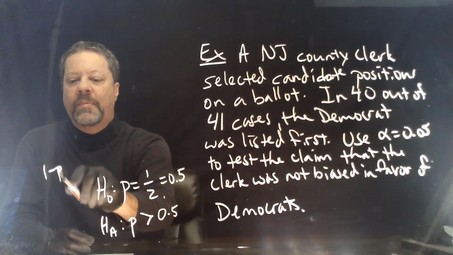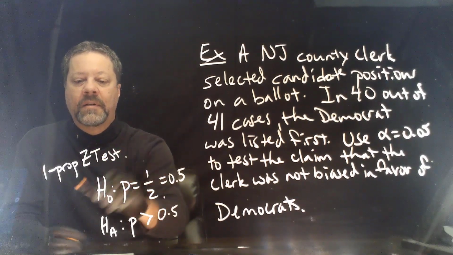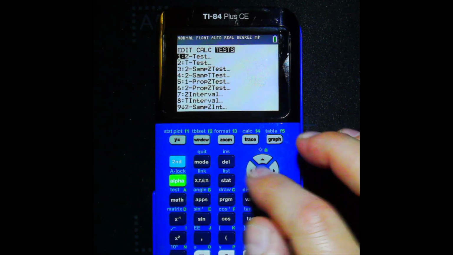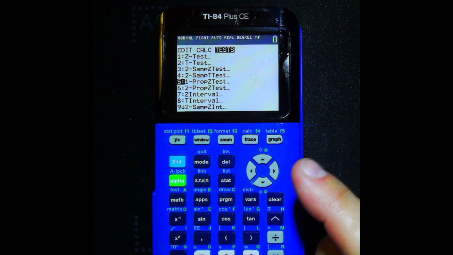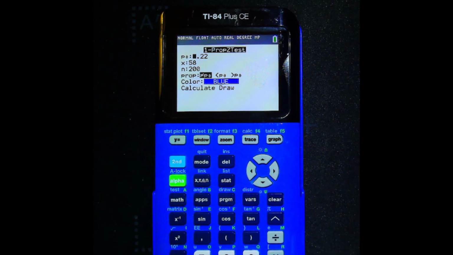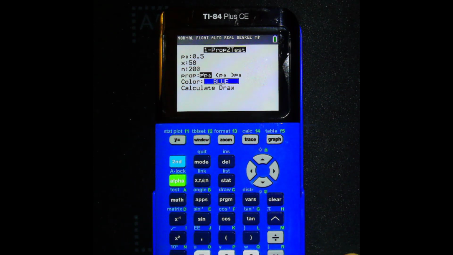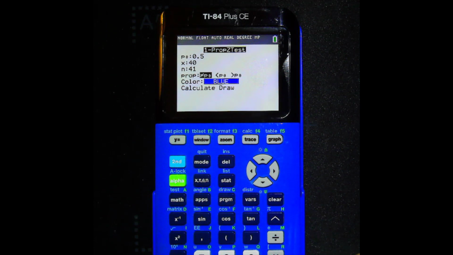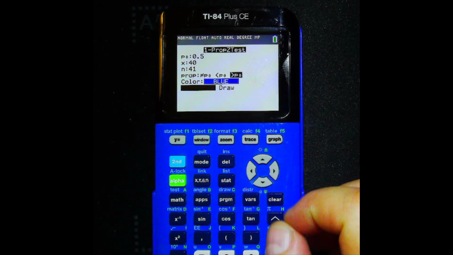We can use our one proportion z-test on our calculator. We'll press Stat and go to Tests. We'll do the one proportion z-test. The null hypothesis proportion is 0.5. The number of successes was 40 out of 41. And the alternative hypothesis will be that the actual proportion is greater than 1/2, a one-tailed test.